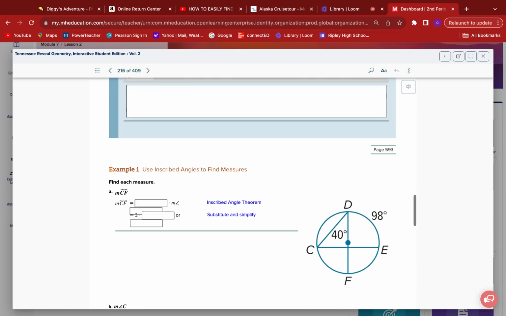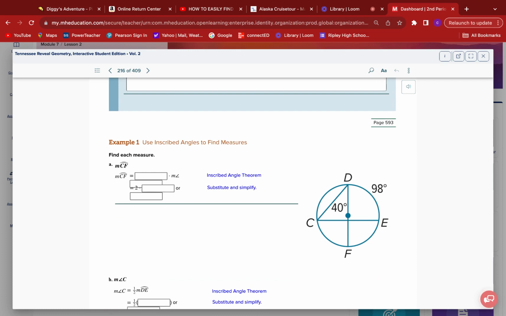All right, example number 1. So I'm going to turn the page in your workbook. I was on page 593. Now I'm on page 594. Okay. So let's see here. Find each measure. They want the measure of arc CF. There's arc CF, visual people. And angle CDF is the inscribed angle in which it is labeled 40 degrees. Well, if this angle is half of the arc, then multiply 40 times 2 to get CF.